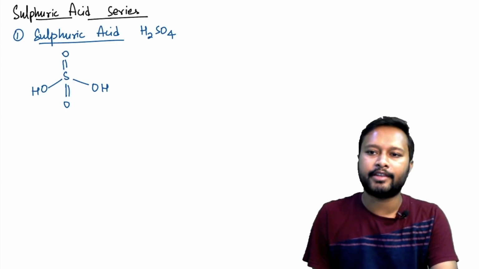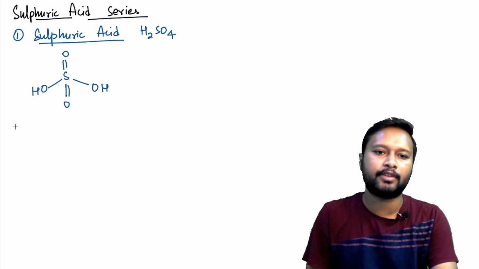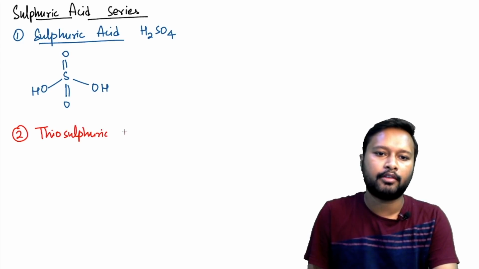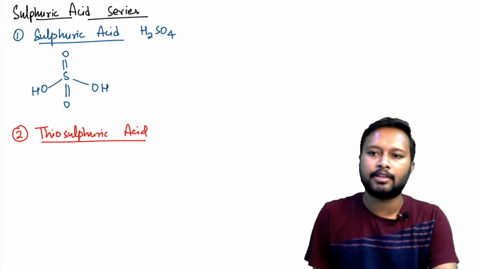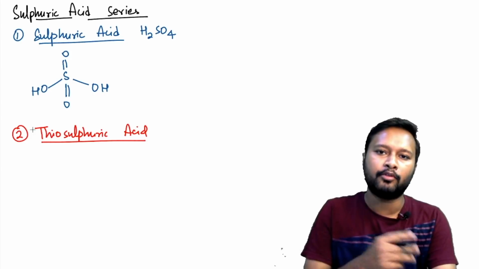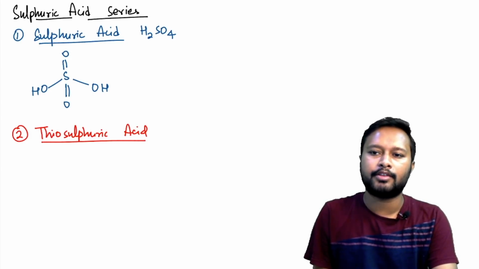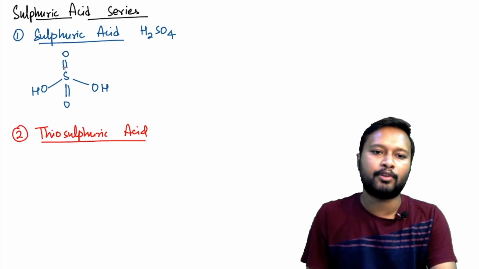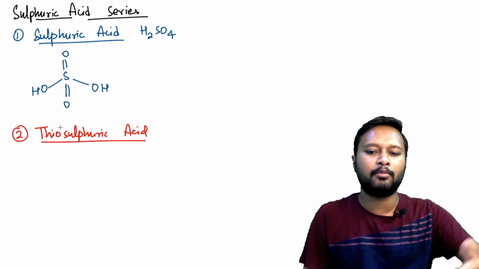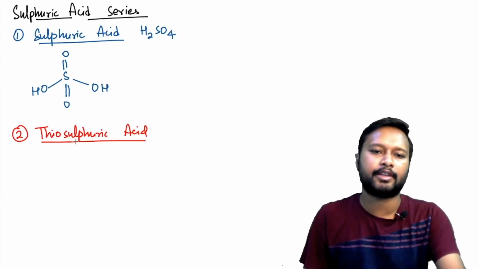Now let's try and see its derivatives, like with the help of it how we can find out the other oxoacids of sulfuric acid. So the second one is your thiosulfuric acid, okay. As I already told you, thio means that you have to remove oxygen and insert sulfur. And which oxygen do you remove? It is more favorable if you remove the double bonded oxygen. If you don't remove the double bonded oxygen, you have to do the resonance and all, right?